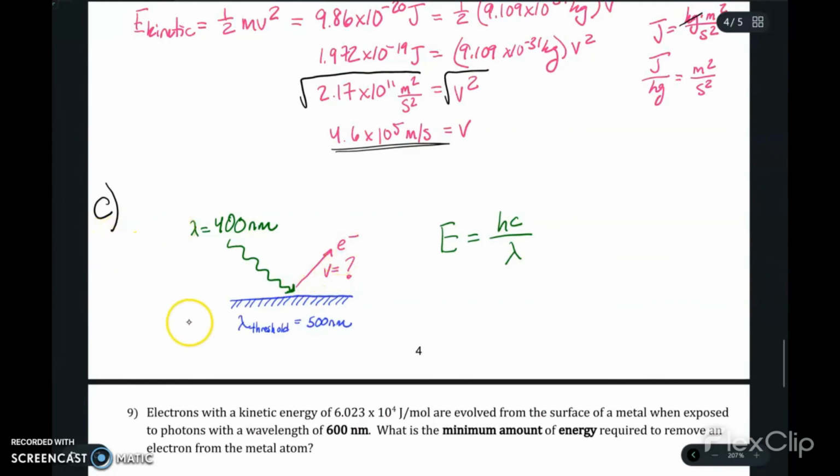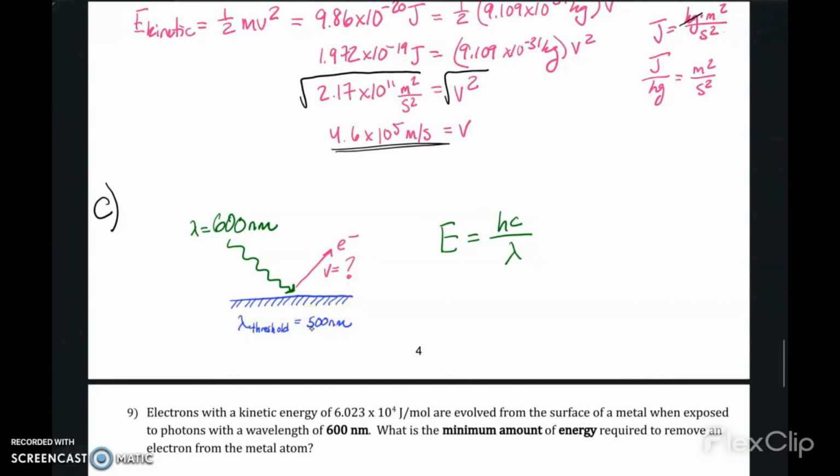But in this question in C, we're asked, what's going to happen if we change this wavelength coming in to 600 nanometer light? So now we've gone to a longer wavelength. Going back to our energy equation, a longer wavelength in the denominator is going to make the energy smaller. So wavelengths that are longer than this threshold wavelength aren't going to have as much energy as the threshold wavelength has. And if they don't have that amount of energy, then they're not going to be able to eject an electron.